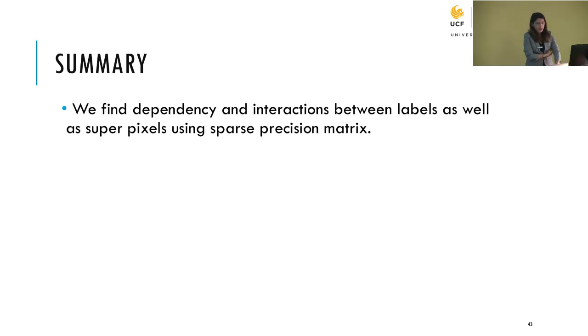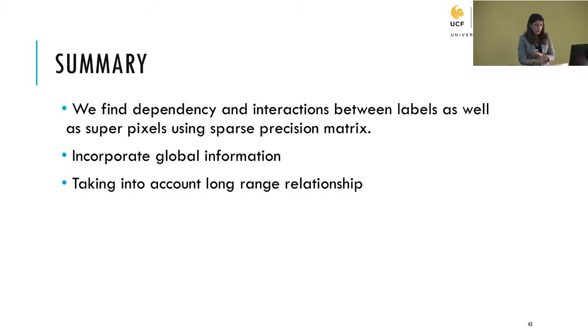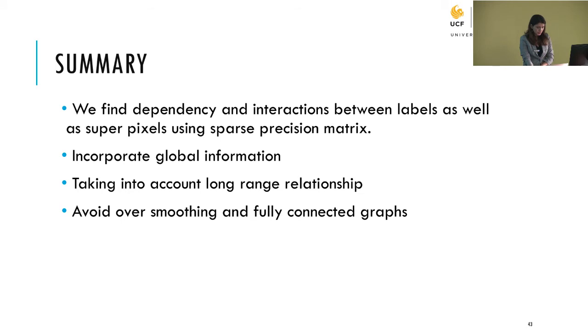So the summary of the chapter is: we find the dependency and interaction between labels as well as superpixels using a sparse precision matrix. We use global information as well. Also, we want to take into account long-range connections, and by using this approach and the graphical lasso, we can avoid over-smoothing, and we don't need a fully connected graph to capture those long-range connections.